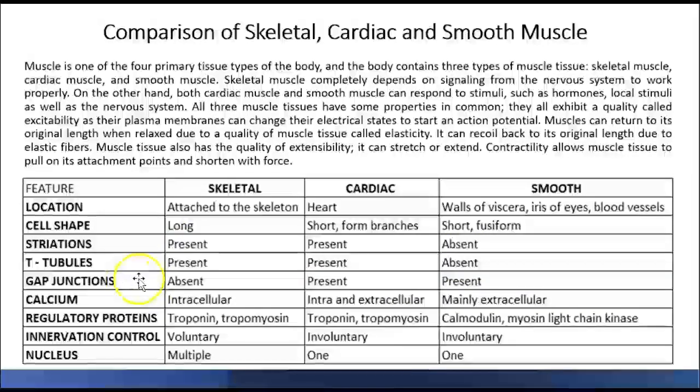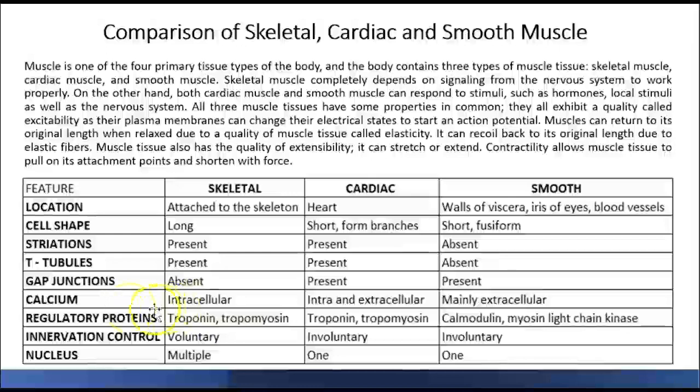Gap junctions are present in the cardiac, but they are absent in the case of the skeletal, and they are present in the case of the smooth. Calcium comes from the sarcoplasmic reticulum inside the cell in the case of the skeletal. In the case of the cardiac, not only from the inside, but also from the outside of the cell. And in the case of the smooth, it is the outside of the cell.